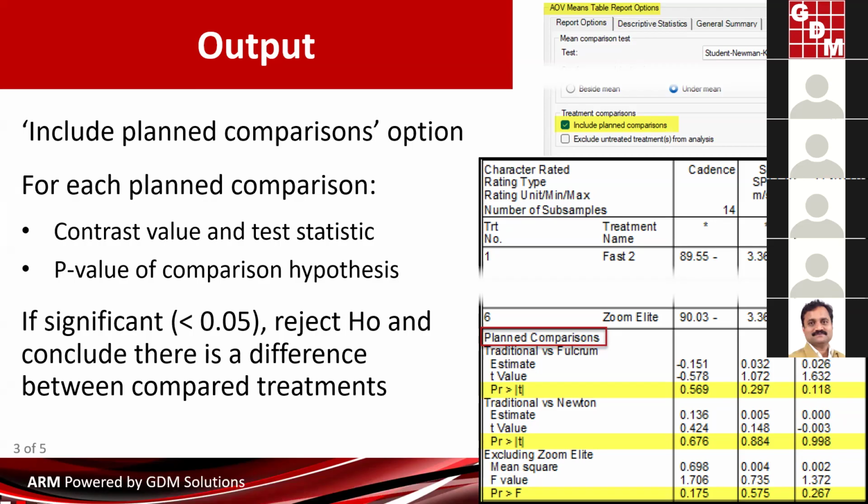So for each comparison that you've created, the analysis will give us an estimate, or that contrast value, and a test statistic. So here the estimate and the T value or F value, depending on the type of comparison, is listed there for each assessment. And then we have a P value for the comparison hypothesis. And so that's kind of our final result. We can look at if that P value is significant. So if that's smaller than our alpha level, we would reject the null hypothesis, allowing us to conclude that there really is a significant difference between the compared treatments, whatever it is that we had set up in that comparison.